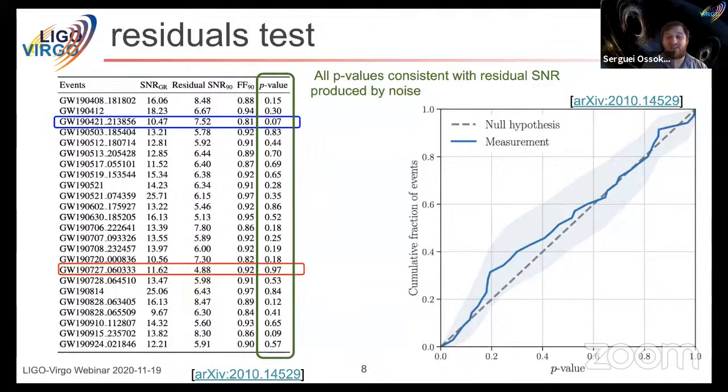If we assume that this is indeed the case, then we expect that the p-values are distributed uniformly between 0 and 1. To test this, we create a PP plot, which is shown on the right, where the null hypothesis, being that all the coherent power, residual power is coming from noise, is the dashed diagonal line, and our measurement is the blue solid line, which one can see lies within the uncertainties, which are the band, consistent with the null hypothesis. So we can conclude that we find no deviations from GR with our residual test. Next slide, please.